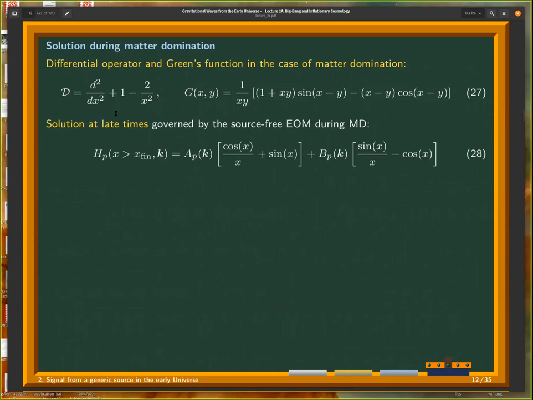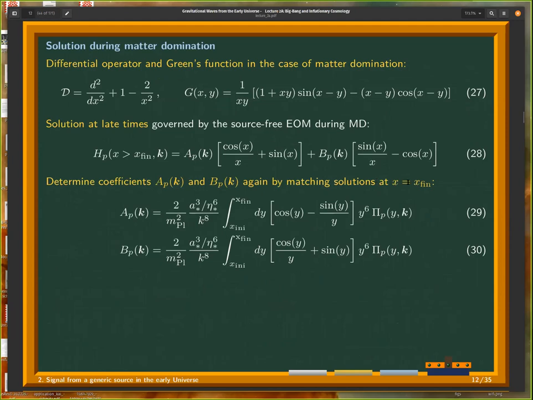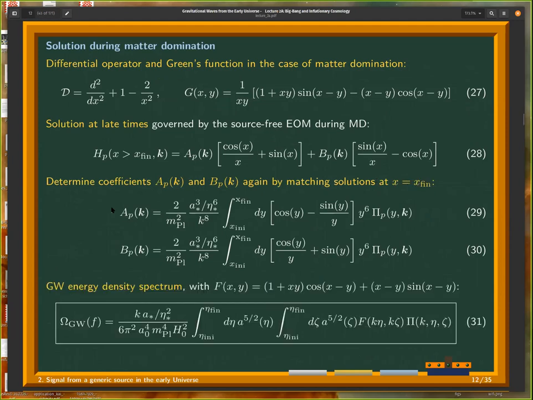I can also solve the equation of motion at late times. I can also do the matching at some time x final, and I can use the solution to calculate omega gravitational wave. The structure is the same. This kernel function here looks a bit more complicated just because the Green's function is a bit more complicated, but the structure is the same. We again have a double time integral over this unequal time correlator.